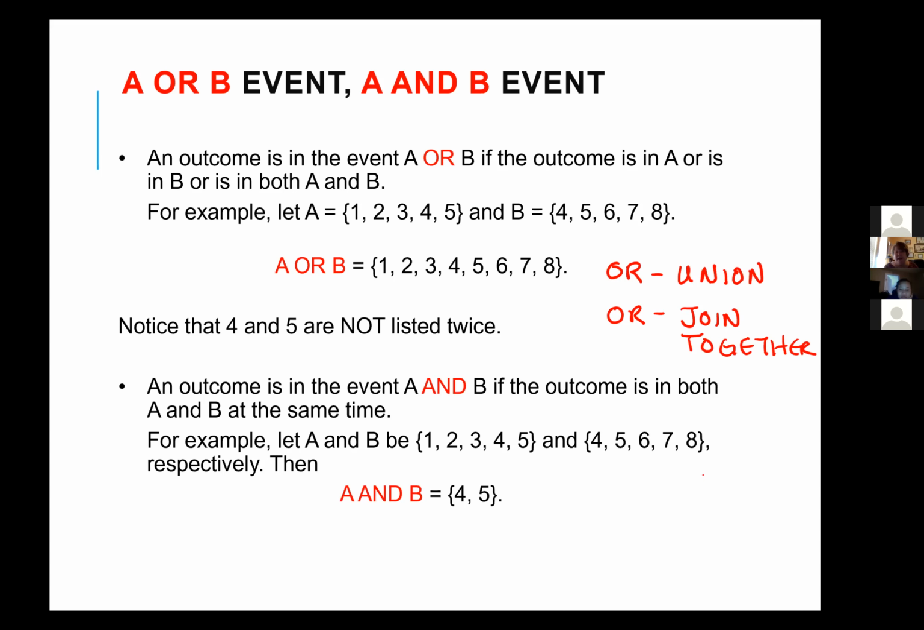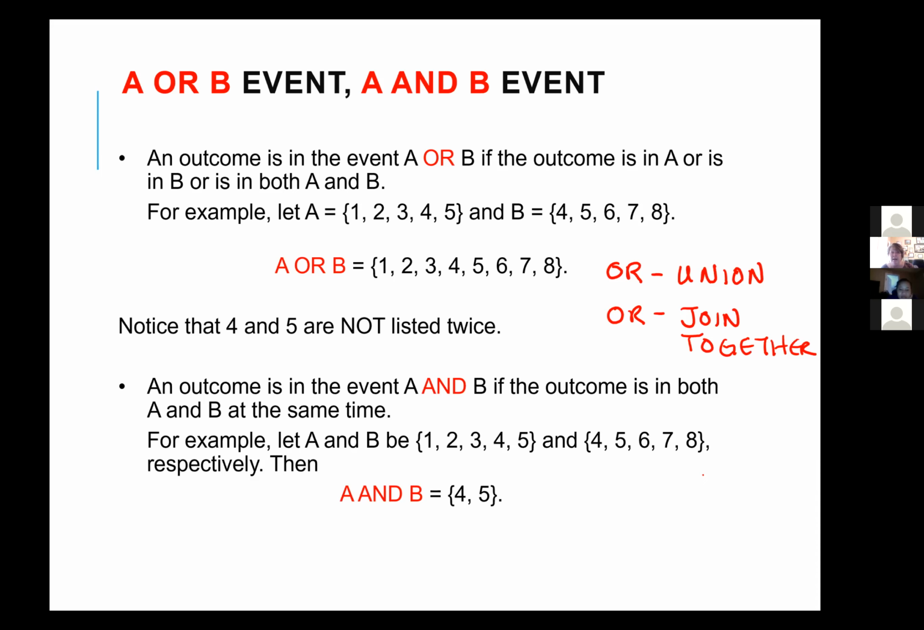So if we take the set A and we take the set B and we join those two sets together, we get the set A or B: 1, 2, 3, 4, 5, 6, 7, 8. Now you'll notice that both set A and set B contain the numbers 4 and 5, and we don't repeat those. We just list those numbers once. So to join these two sets together, we just stick them together.